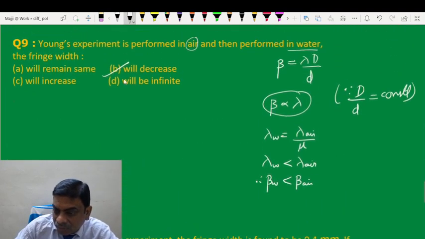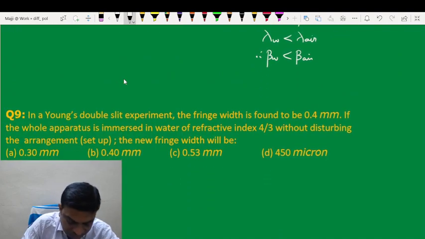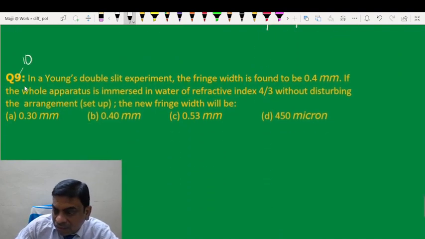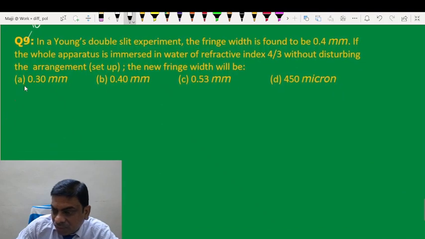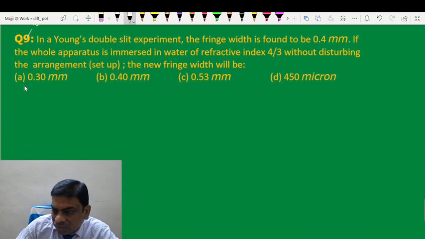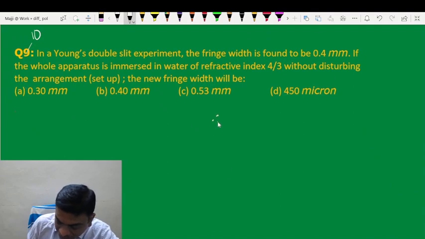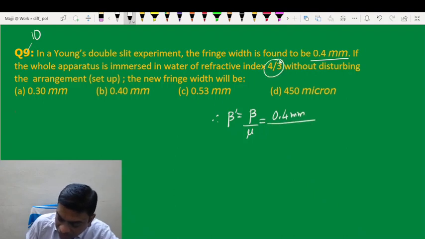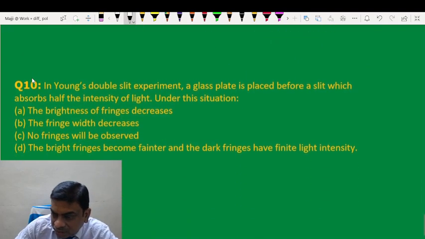Then coming to question 10, students. In a YDSE, the fringe width is found to be this much. If the whole apparatus is immersed in water of refractive index, without disturbing the setup, find the new fringe width. So certainly the new fringe width will be the initial fringe width upon mu. Just now we saw. So the initial fringe width is 0.4 millimeter, divided by mu, that is 4 by 3, so we have 0.3 mm. Okay, so A option is the correct answer.